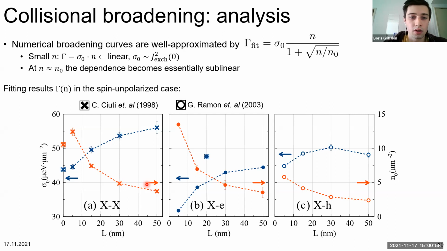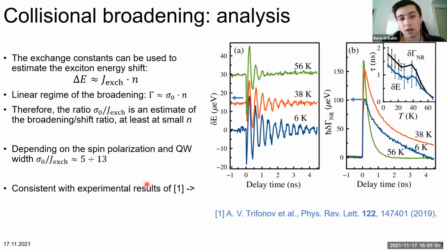Now that we have the exchange constants and the dependence of these parameters on the quantum well width, we can use this to compare our data to experiments without having to deal with the particle densities, because the particle densities are very difficult to establish accurately from experiments. And this is actually a serious limitation in all of these studies. But if we compare the ratio of the shift to the broadening in the linear regime, then this ratio doesn't depend on the concentration of the particles. And as such, it's a good way to compare theories with experiments.